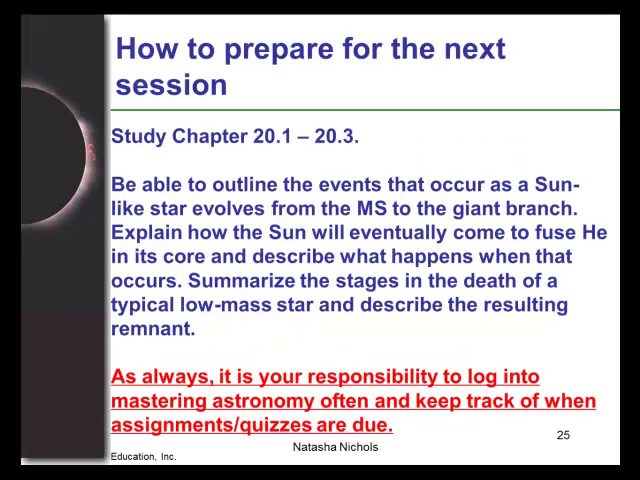So we just covered sections 20.1 through 20.3. You should be able to outline the events that occur as a sun-like star evolves from the main sequence to the giant branch, explain how the sun will eventually come to fuse helium in its core, and describe what happens when that occurs, and be able to summarize the stages in the death of a typical low-mass star and describe the resulting remnant.